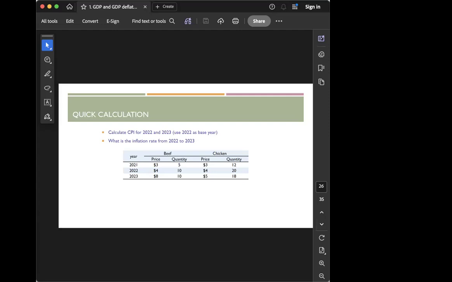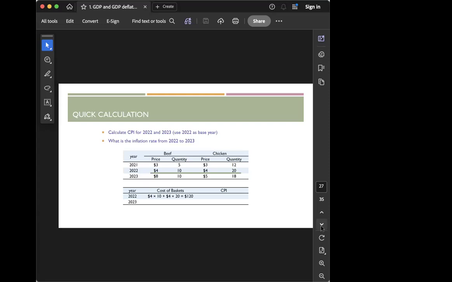So we have two goods, I just picked random ones, beef and chicken, and we're asked to calculate it. When calculating CPI, we use base year baskets. Since we have 2022 as the base year, we're going to use 2022 quantities. For beef, we use a quantity of 10, and for chicken, we use a quantity of 20.